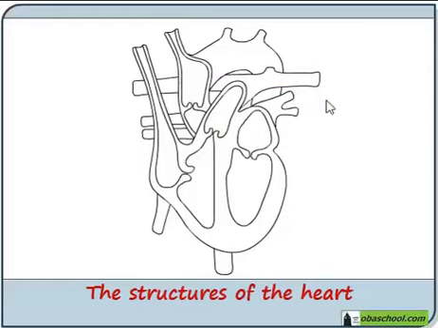After being oxygenated, so now it's rich in oxygen and poor in carbon dioxide, this blood will return through the pulmonary vein, which is going to allow this blood to come to the left atrium. Now it's oxygenated blood. When the left atrium contracts, this oxygenated blood is going to go into the left ventricle, passing through the atrioventricular valve found between the atrium and the ventricle on the left side of the heart.